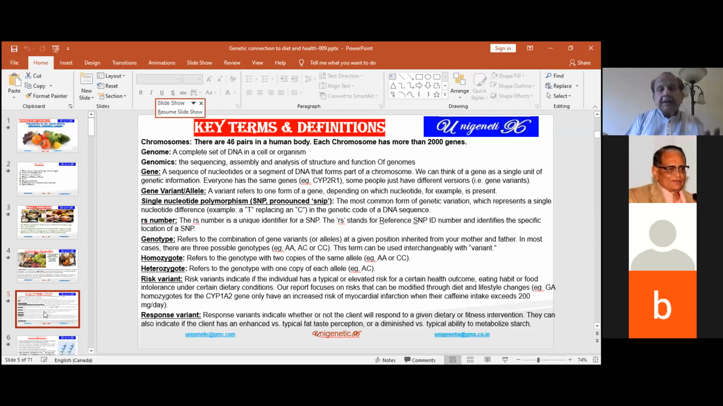By the way, the nucleotides are A, C, G, and T, sorry.